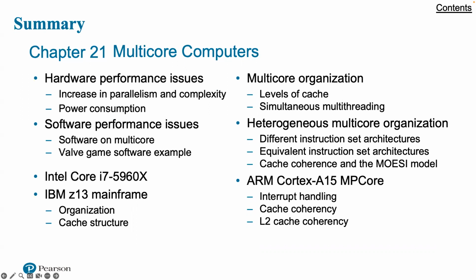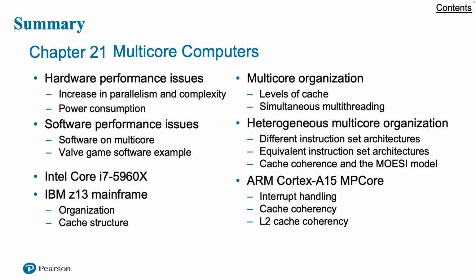We talked about the Intel Core i7-5960X, so kind of a workhorse processor, and the IBM Z13 mainframe. We talked about that at the end, the organization, the cache structure with 4 levels of caches. We talked about multi-core organization, the levels of cache, and how we can be doing simultaneous multi-threading.